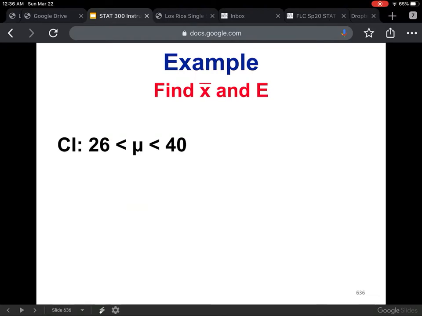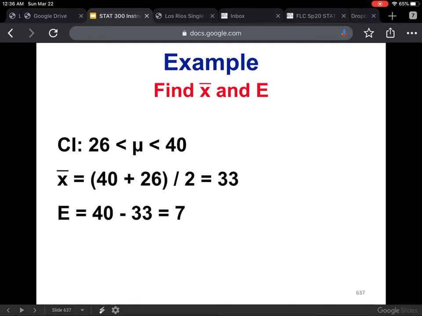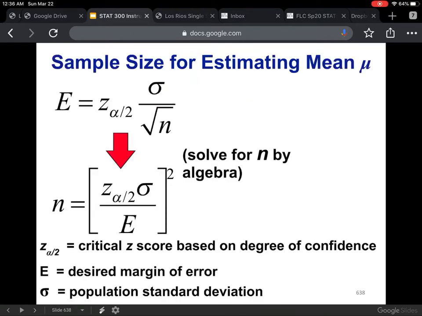Suppose I gave you a confidence interval for the population mean between 26 and 40. If I use my formulas, then 40 plus 26, the two endpoints added together and divided by 2, gives me 33. That's the sample mean. And for the margin of error, take the upper limit, 40, and subtract from it 33, the sample mean, and you get 7 for the margin of error. That's how we would find the sample mean and the margin of error.